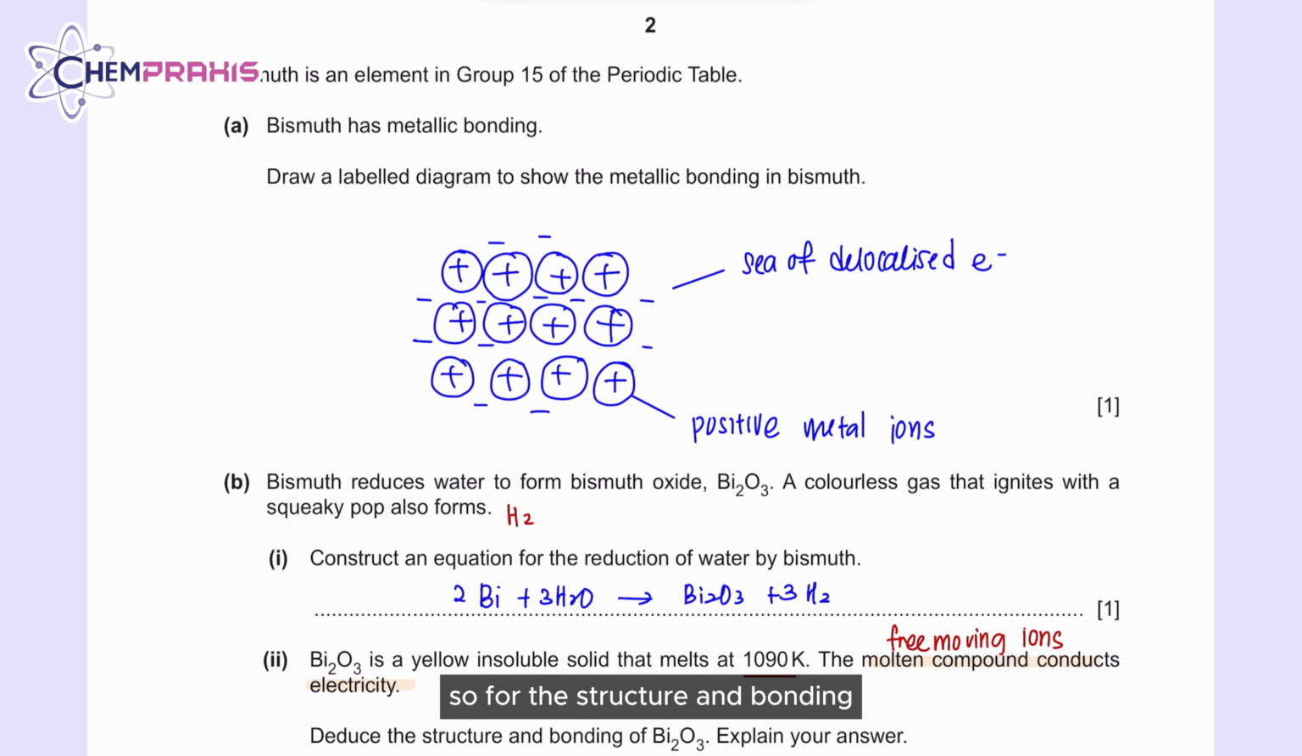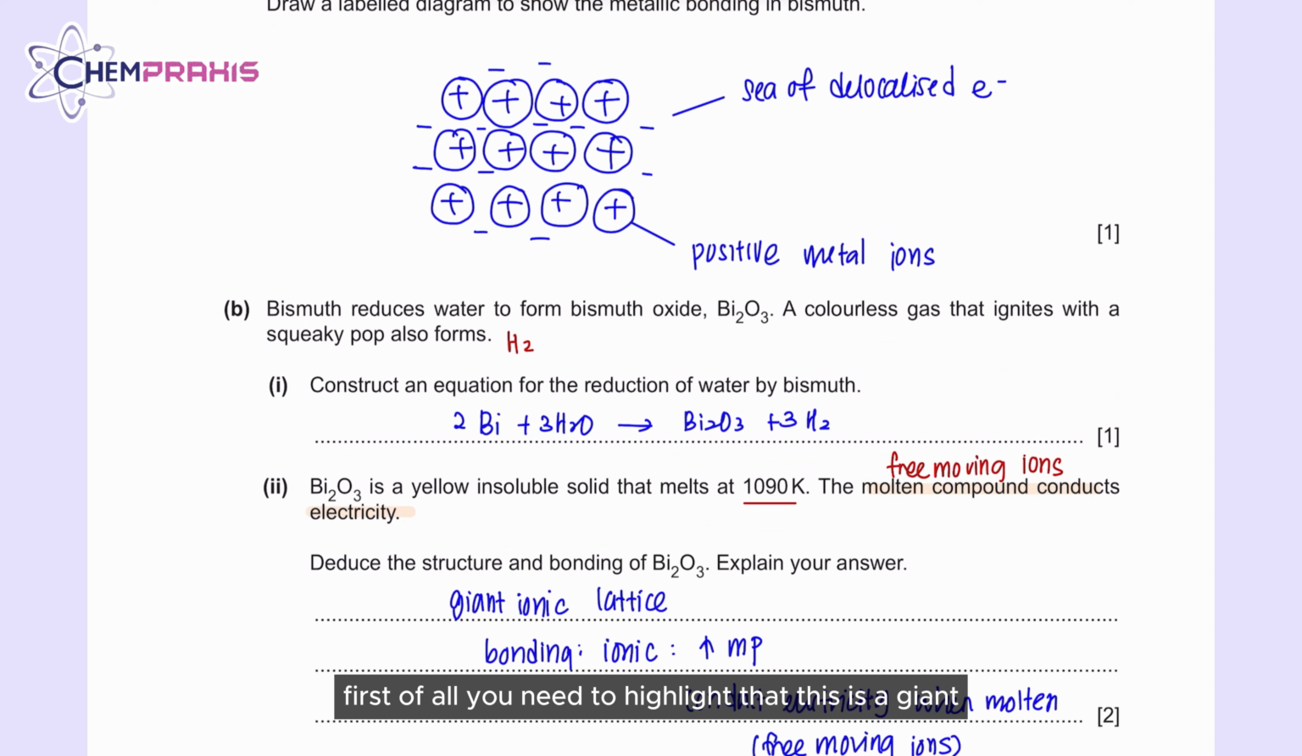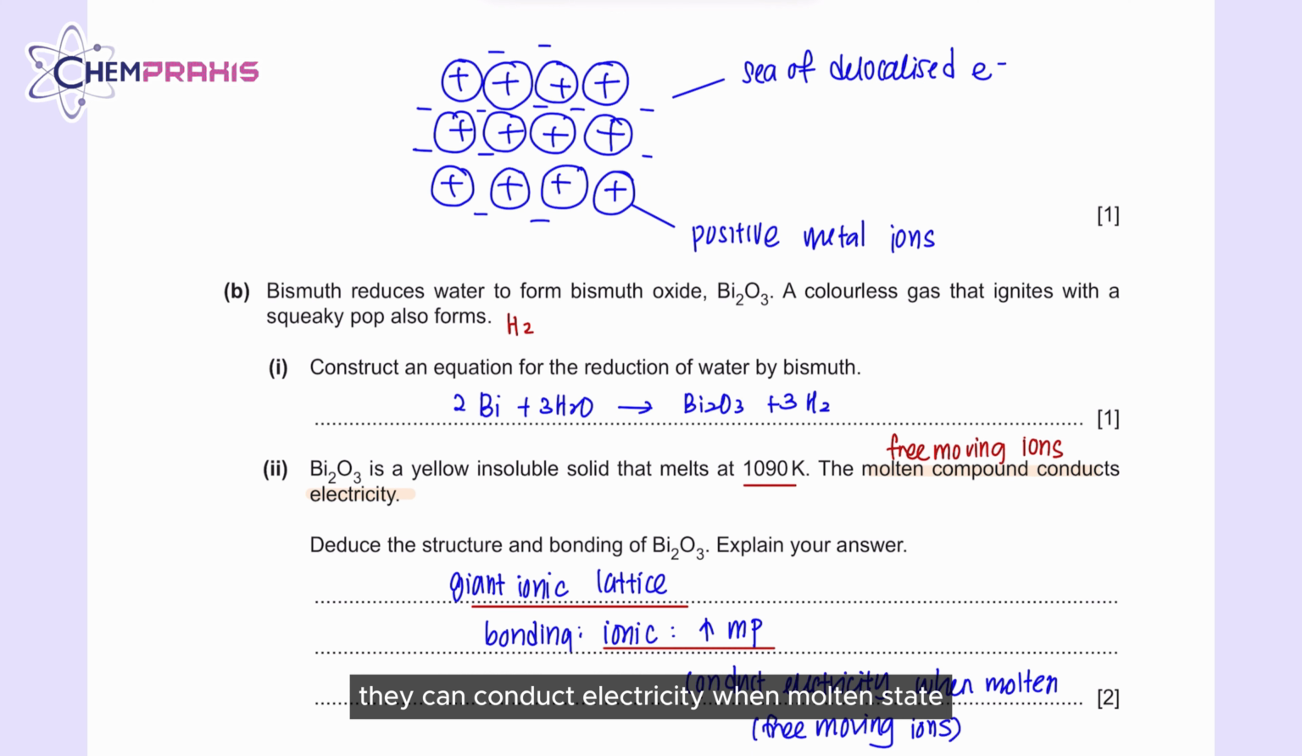so they have a high melting point. So for the structure and bonding, first of all, you need to highlight that this is a giant ionic lattice. And then for the bonding, it is ionic bond due to the high melting point. And also another explanation, they can conduct electricity in the molten state, meaning that they have free moving ions.